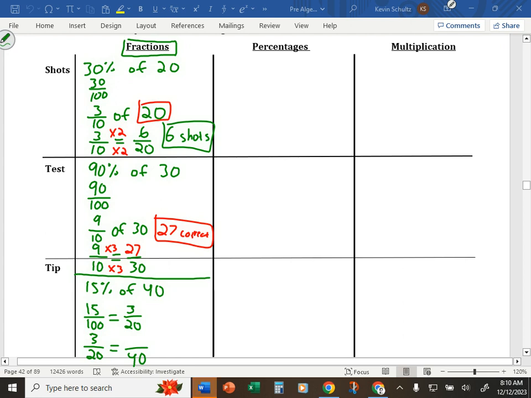Nolan? 6. And how'd you get there? Times 3 by 2. Multiply by 2. Multiply by 2, and we get $6 tip.